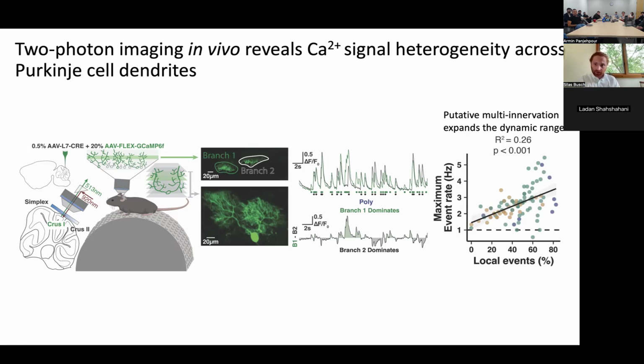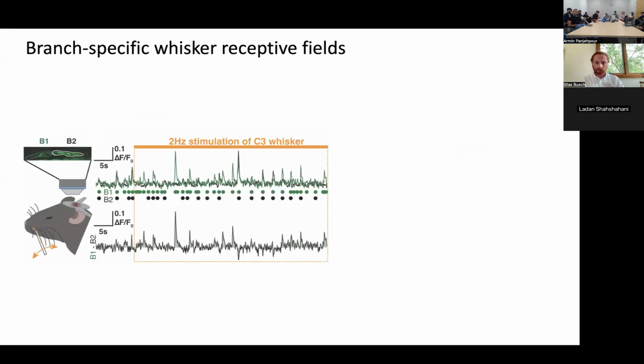Okay, so now to get to your question. We wanted to know what the possible purpose of this could be. Why have multiple climbing fibers that could differentially innervate different branches and provide these different calcium signals, for example. So what we wanted to do was test whether they are representing different receptive fields. And the way to do that, this is another kind of proof of principle experiment. It's not ideal for several reasons, and you'll see why.